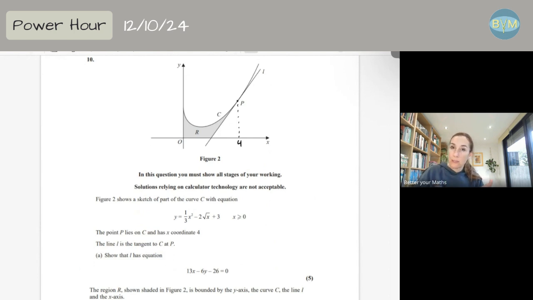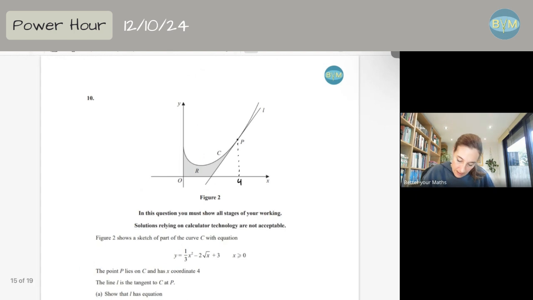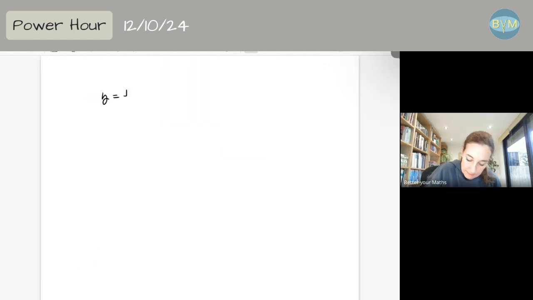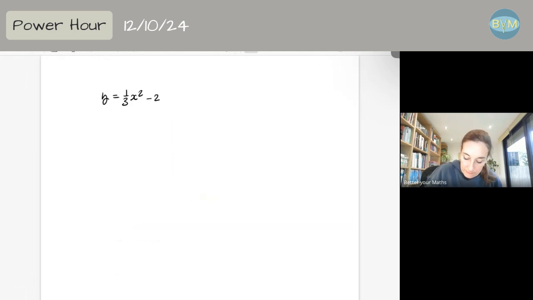Quite similar to the one that we did before, we need to find the tangent at that point. So like we did before, we are going to differentiate the function, substitute the x by 4, and find the gradient. And with the gradient and the point, we have the line. So let's differentiate the function. I have 1/3 x squared minus 2 root x plus 3. I'm going to differentiate the function to find the gradient.